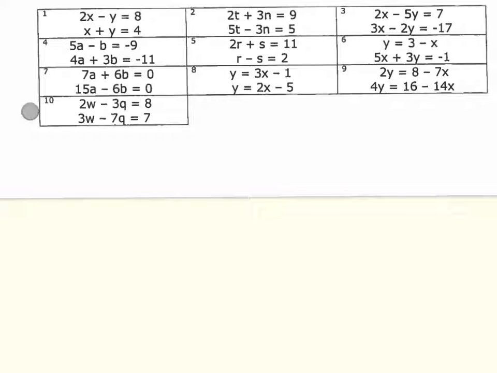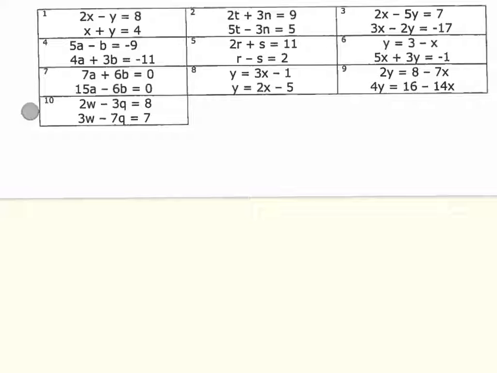The method that I think would be easiest in this first one is going to be elimination, and that's because they are already set up in standard form, and if I add these two lines together right now, y and negative y are going to cancel each other out. So when we do elimination, we want things to be lined up, we want them to be in standard form, and if they're already starting out that way, that's going to be an easy method for us.